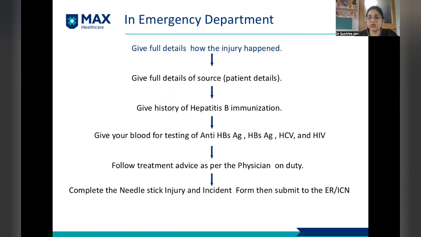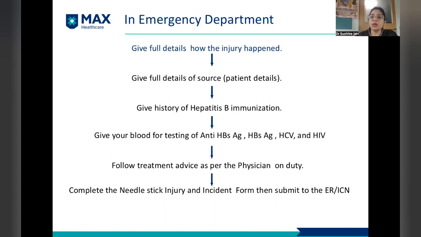The other important thing is you should know the hepatitis immunization status of the person who has been injured. So the first question you ask is: what is the source of the injury, and is the source known or unknown? The second is: what is the history of hepatitis immunization? Is the person immunized with hepatitis B, and if yes, how many years ago? If no, then the treatment will be different. And if yes, what are the titers of that hepatitis immunization?